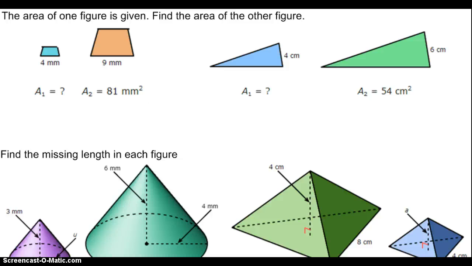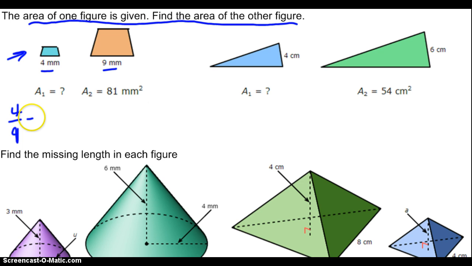In these problems, it says the area of one figure is given. Find the area of the other figure. Okay, so we're comparing these two figures together here. Now normally, when we're doing anything with similarity, or ratios or proportions, you might think, okay, we'll start by comparing 4 to 9. So I'll write 4 over 9, and I'll set that equal to something. But that's not quite what we're going to do here, because this is the ratio of the side lengths. And here we're working with area. So we can't actually do that. We have to write the ratio of their areas.